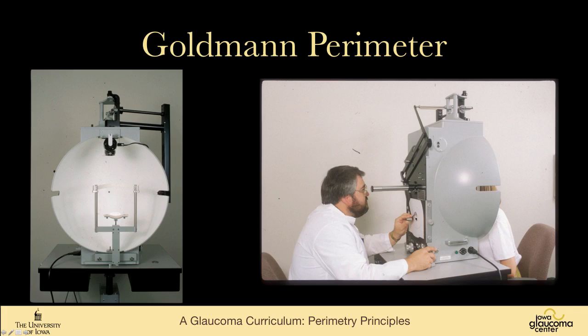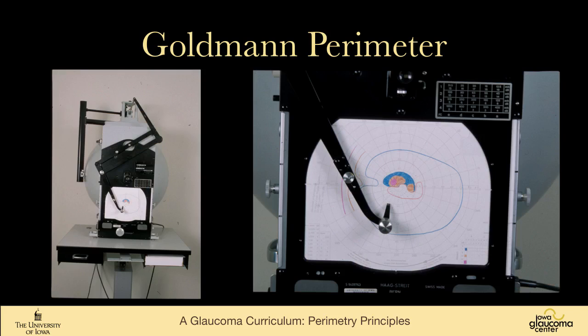And then you can see that moving this pantograph and then manually marking the paper here to denote where the patient was seeing the target. This is the back, so this is what the perimetrist is moving, then that corresponds with the light moving inside the bowl, and you can see that this is mapping out this visual field.